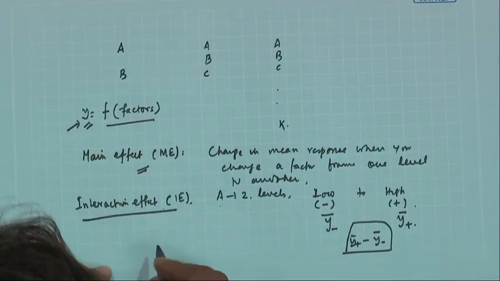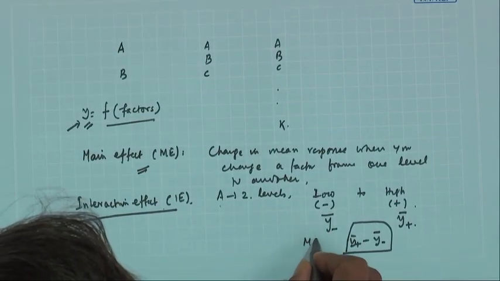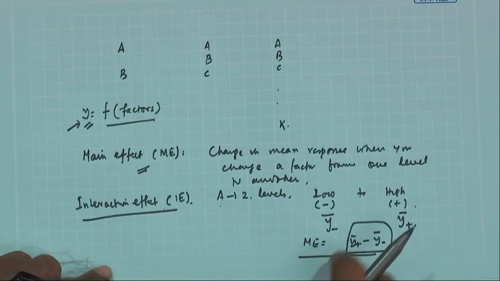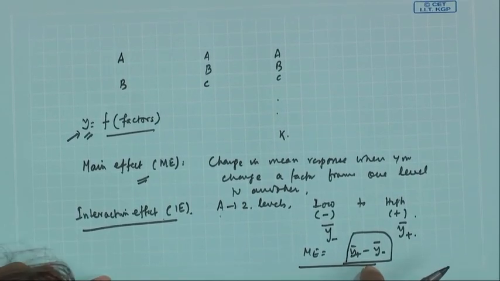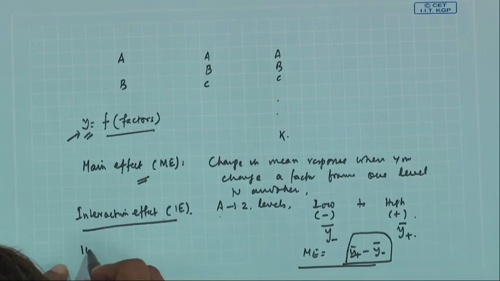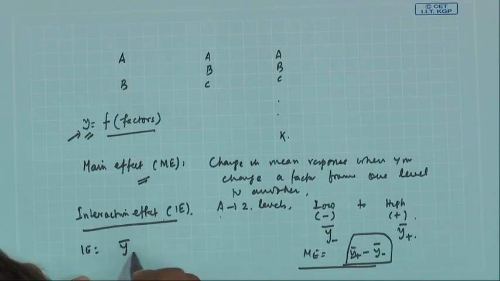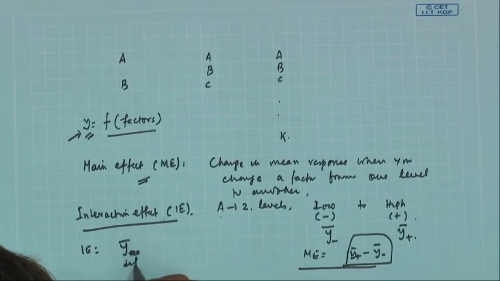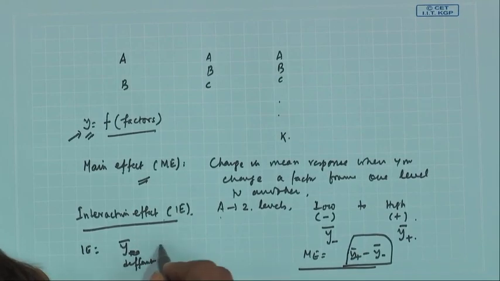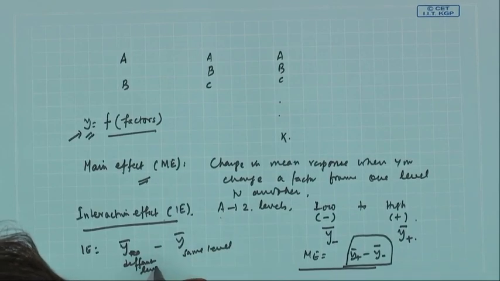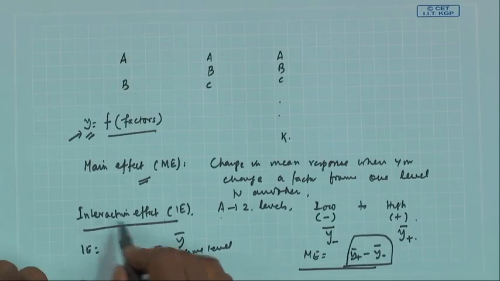So, in that sense, if I want to show the main effect, depending on whether it is A or B, it is basically the difference in mean when they are at high level and at low level. Then the interaction effect, we can write like this: y bar at different levels, minus y bar at the same level. So, that will give you the interaction effects.